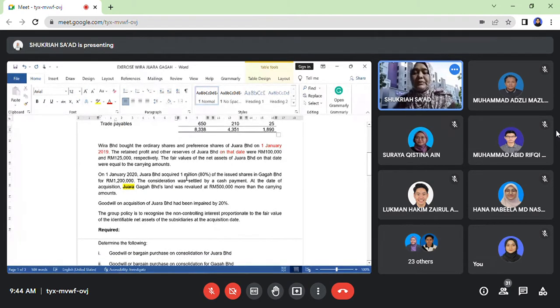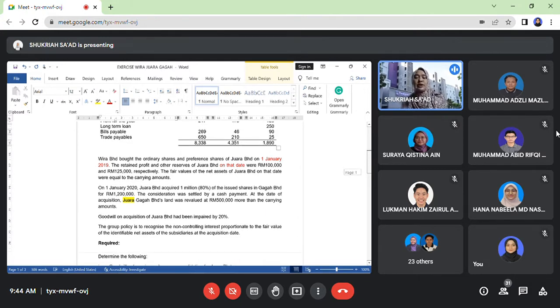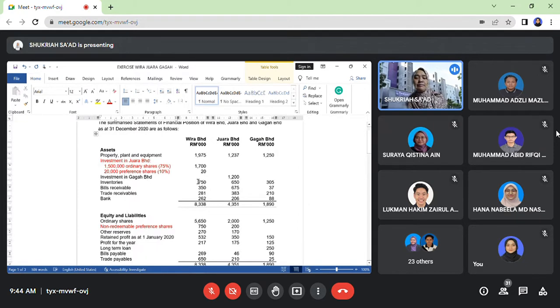Okay, so di City is given here 1.2 million. Okay, Juara acquired Gagah for 1.2 million. Nilai ni mesti dah tahu dah rekod ke belum, check dalam financial position. Okay, under investment dah ada dah 1.2 million. Juara bayar dekat Gagah. So investment Juara. Investment dalam record Juara lah.